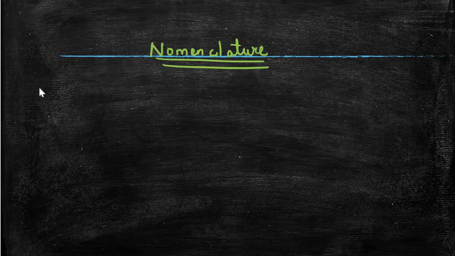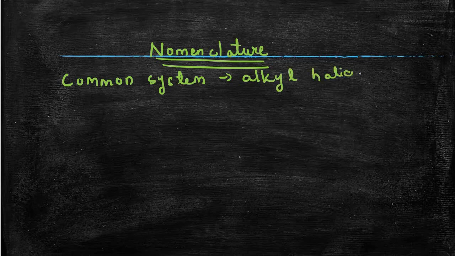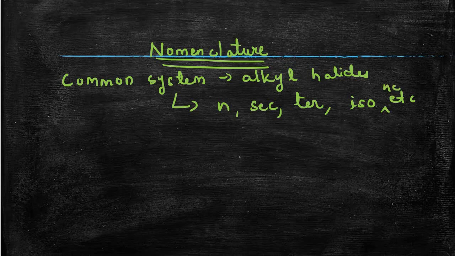Now while representing haloalkanes, we can write their common name and similarly we can also write the IUPAC name. In the common system, the aliphatic halogen derivatives are named as alkyl halides. And in this case, words like n, secondary, tertiary, iso, neo, etc. are used in naming.